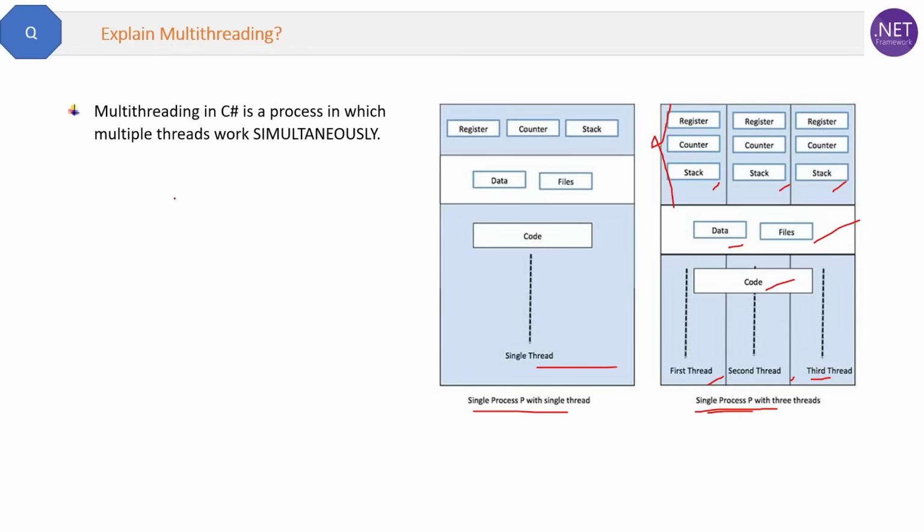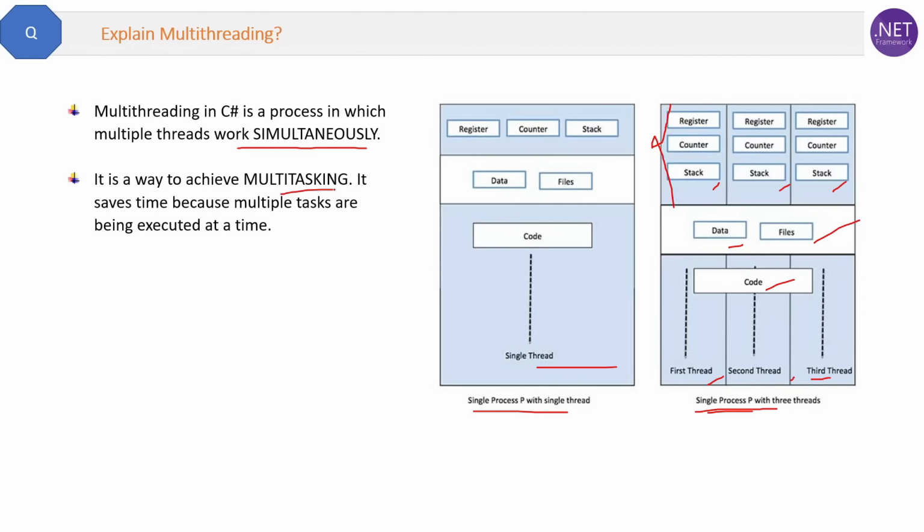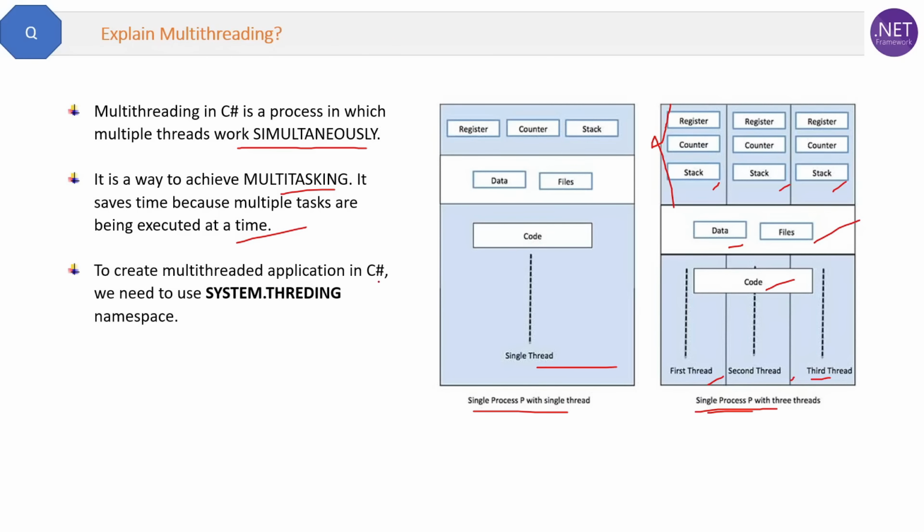The definition is: multithreading in C# is a process in which multiple threads work simultaneously. It is a way to achieve multitasking. It saves time because multiple tasks are being executed at the same time. To create a multi-threaded application in C#, we need to use the System.Threading namespace. So that is the answer for multithreading.